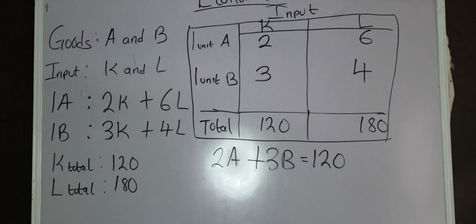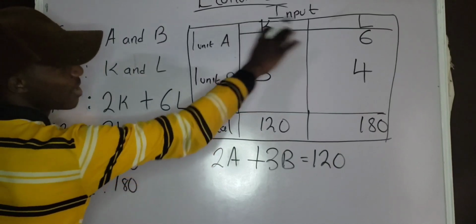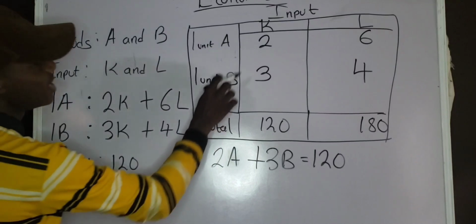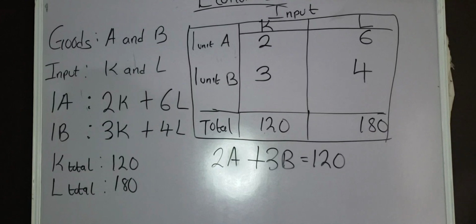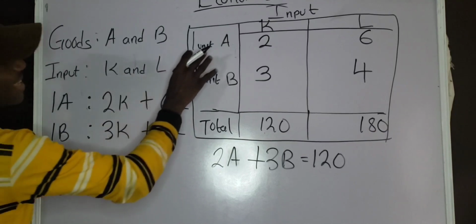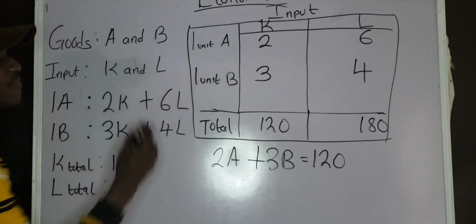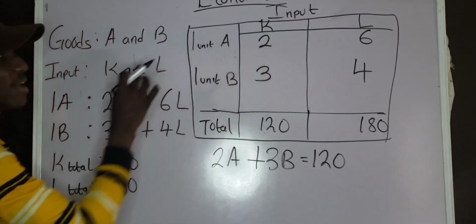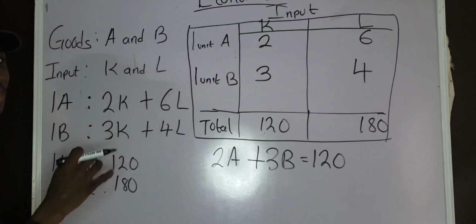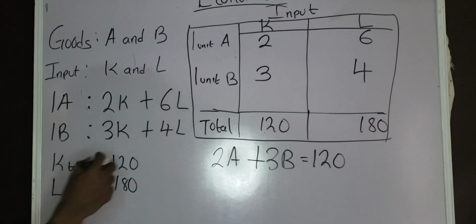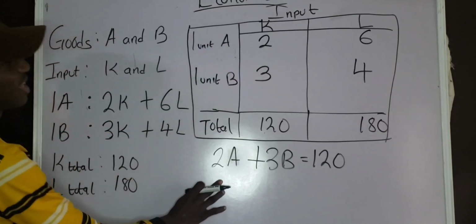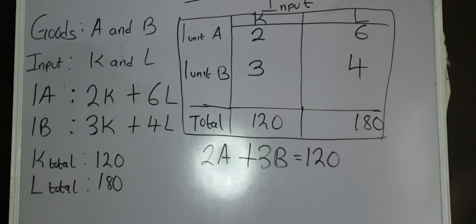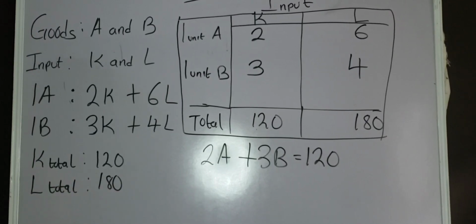This solution is very simple. Look at this. I'm very sure you understand how I came about this table. The total amount of K that is available is 120. From the question, to produce 1 unit of A, the firm makes use of 2 units of input K, so I put 2A. Do you understand how I got this equation? If you didn't, pay attention.